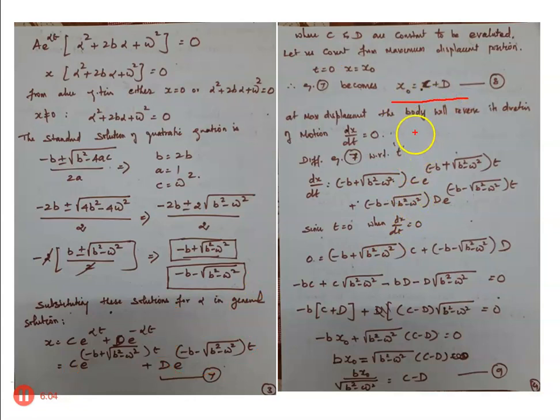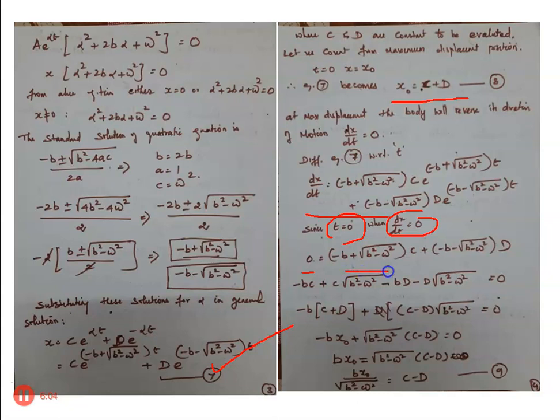Then the next condition: the velocity also becomes 0 at x is equal to x naught. When you differentiate this equation with respect to t, you will get dx by dt is equal to minus b, etc. I apply at t is equal to 0, dx by dt is equal to 0. When we apply this condition, the left hand side becomes 0. On the right hand side, once again, the exponential term will become 1. So you will get 0 is equal to minus b plus square root of b square minus omega square into c plus minus b minus square root of b square minus omega square into d.